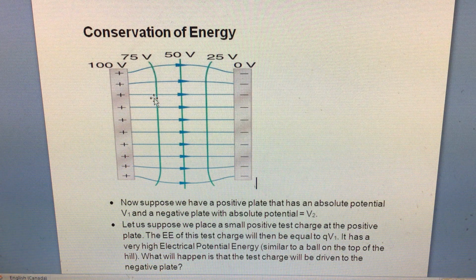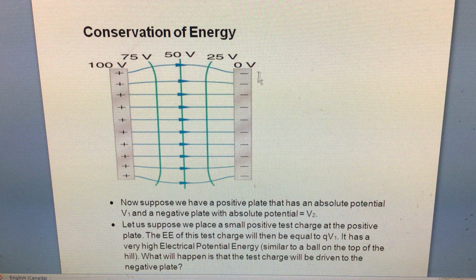The green line over here represents an equipotential line. That's where the potential is the same throughout. So it's 75, halfway in between it's 50, and then here it's 25. So you can see there's a gradient going from 100, 75, 50, 25, all the way to 0 volts. Now suppose this plate has a potential of 100 volts, and we say it's V1, and this one is going to be V2. Now what we do is we place a little test charge next to the plate over here.